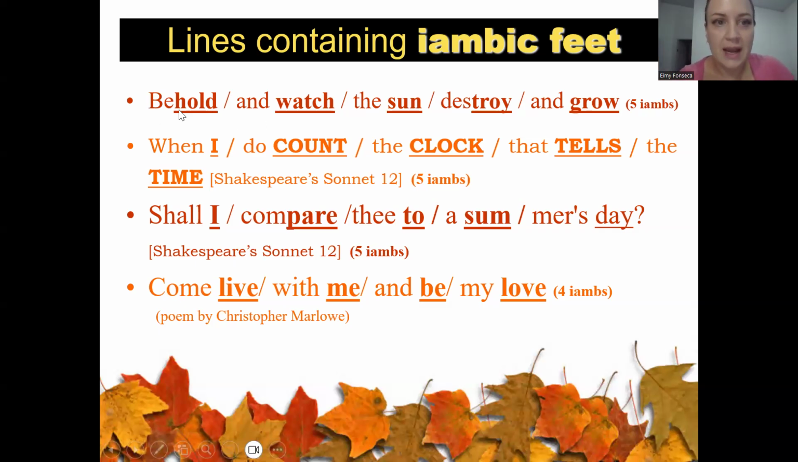In this case, we have one iambic foot, another one, another one, and another one, and another one, right? We have five feet. That is the pattern. And depending on the number of feet we have in a line, the line has a particular name, right?